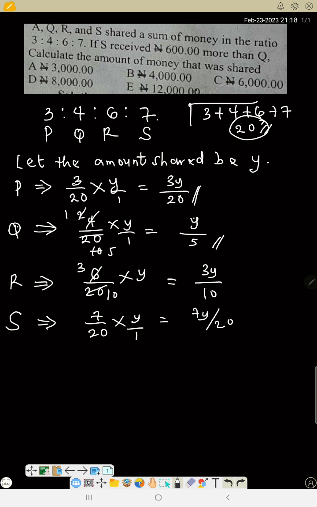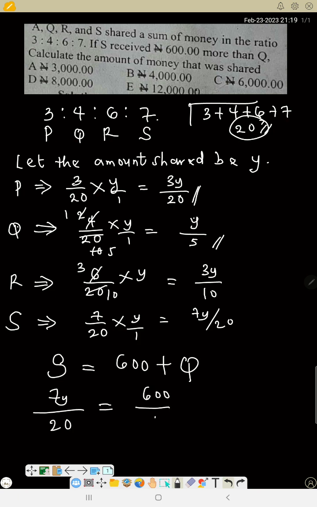So what did they now say in the question? They say S received 600 naira more than Q, so that is anything Q received plus 600 is for S. From here, that is when you can now know S. So that means 7Y over 20 equals 600 over 1 plus Y over 5. So now let's find Y. How can we find Y here?